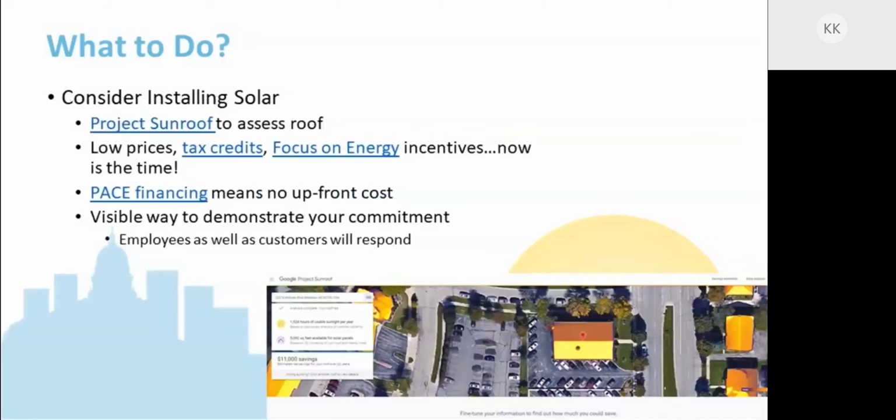The next thing to pay attention to is the opportunity for solar. So the picture here is from Project Sunroof. This is a Google tool where you can put in an address and see the rooftop of that address, and they'll give you an estimate of the solar potential. So a really low risk way to start thinking about this.